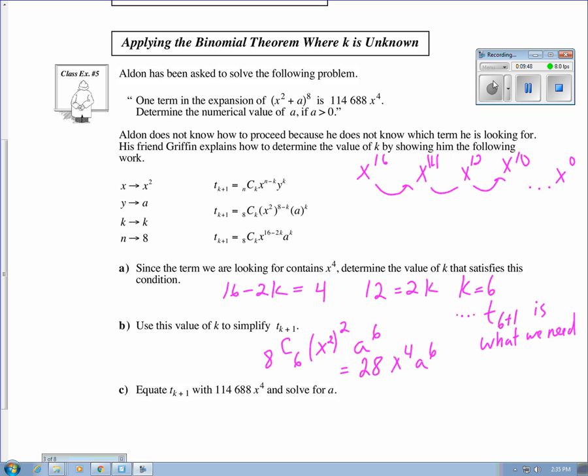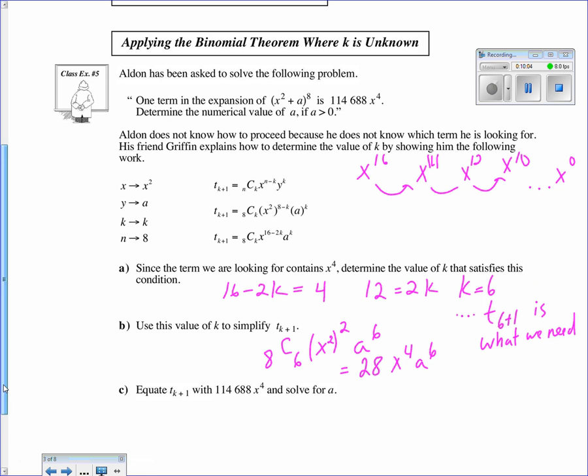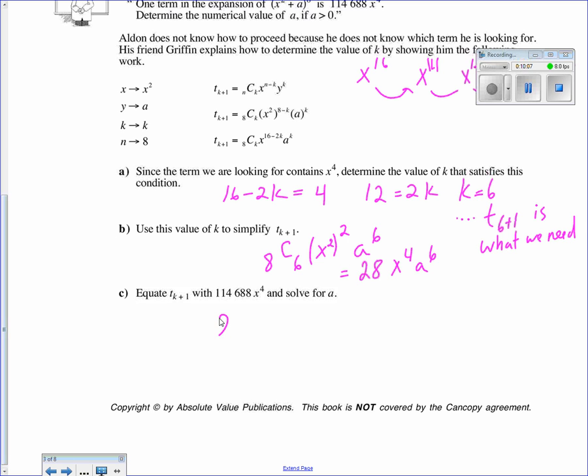Now, what would the value of the 7th term be? So I can evaluate my formula, 8 choose 6, x squared to the 2nd times a to the 6. But apparently the coefficient is 114,688. Well, how is that possible? That must be because of what a is. So 28 times a to the 6 must be equal to 114,688. And we can figure out what a is. We've got to remember that a is greater than 0. That was stated earlier. So I'm going to take 114,688 and divide by 28 first. That's 4,096. And now I need to take the 6th root of that.